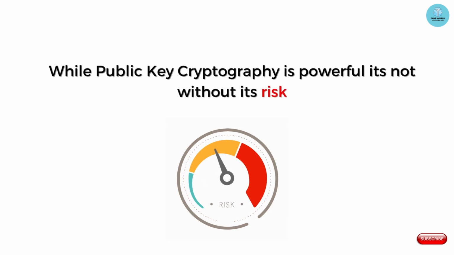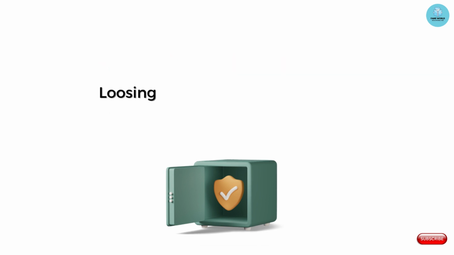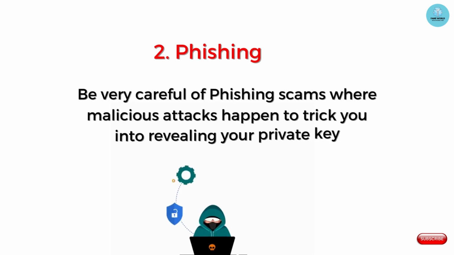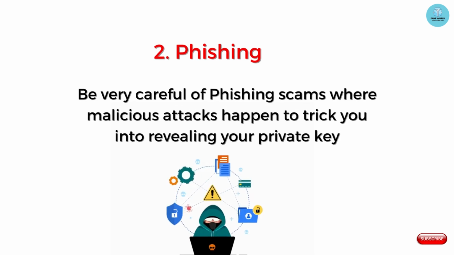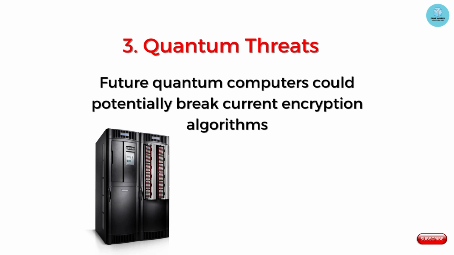Security considerations. While public key cryptography is powerful, it's not without its risks. Let's discuss some security considerations. Number 1. Key management. Safeguard your private key at all costs. Losing it means losing access to your assets. Number 2. Phishing. Be wary of phishing scams where malicious attackers try to trick you into revealing your private keys. Number 3. Quantum threats. Future quantum computers could potentially break current encryption algorithms. Precautions are being taken to prepare for this threat.